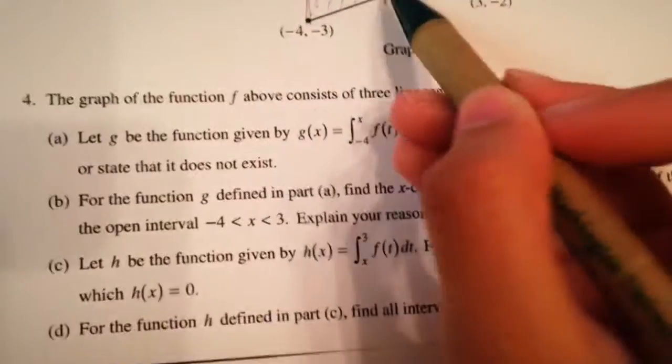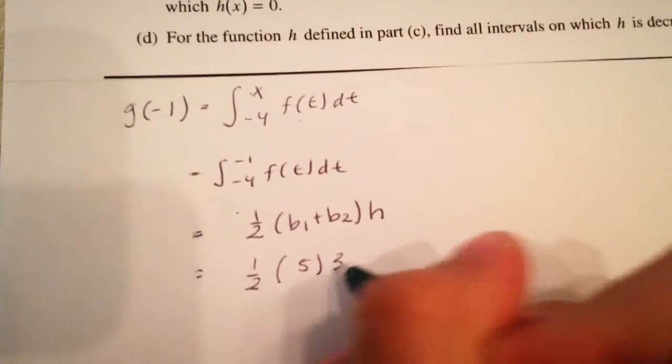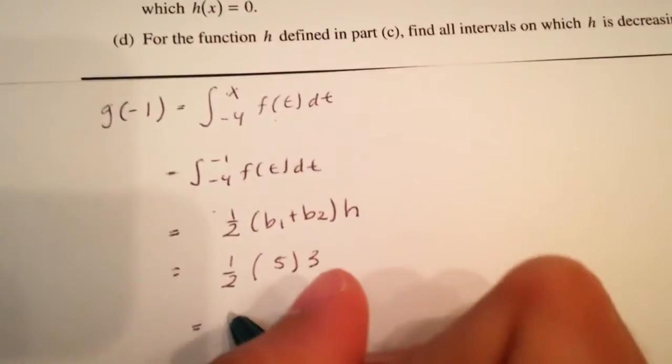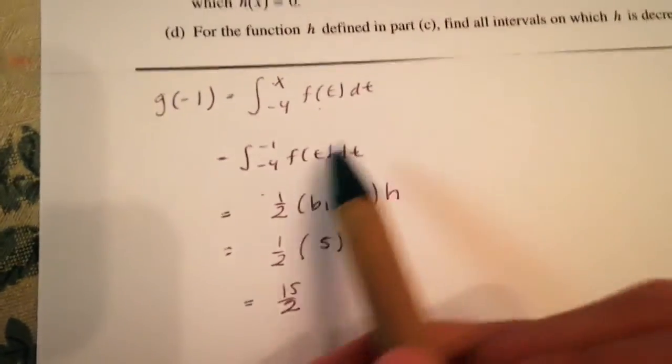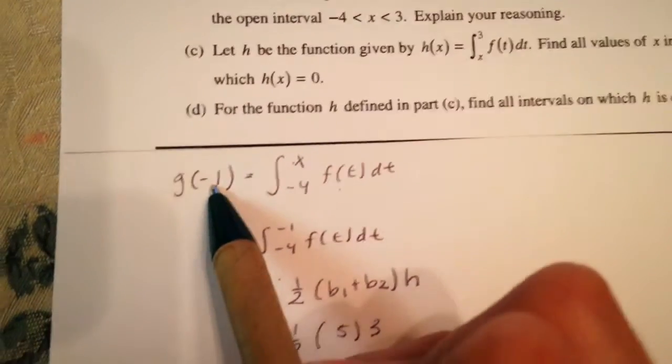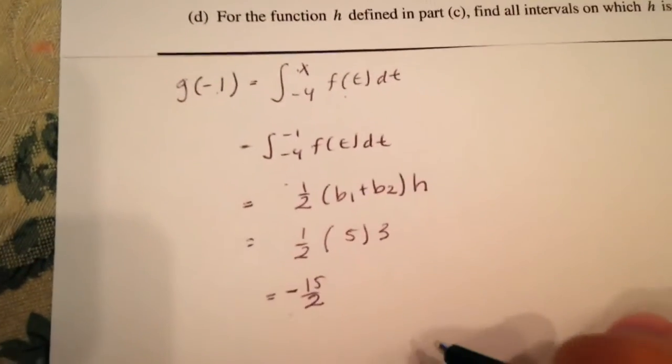Base 1, 2 plus 3 is 5, times the height 3. So then that will leave us with 15 over 2, sorry. But because it's -1, and it's upside down under the x-axis, it's going to be -15 over 2.